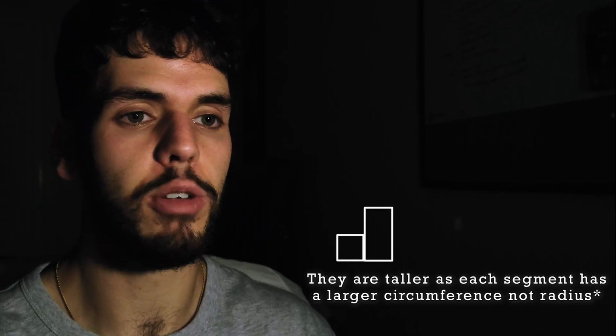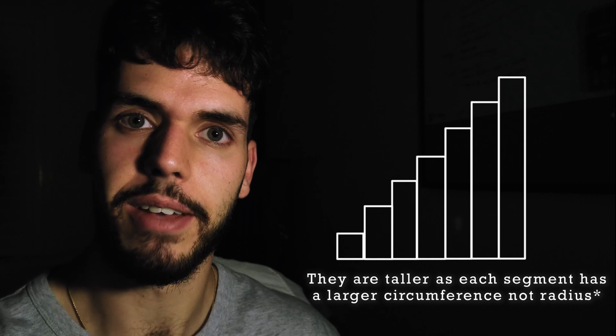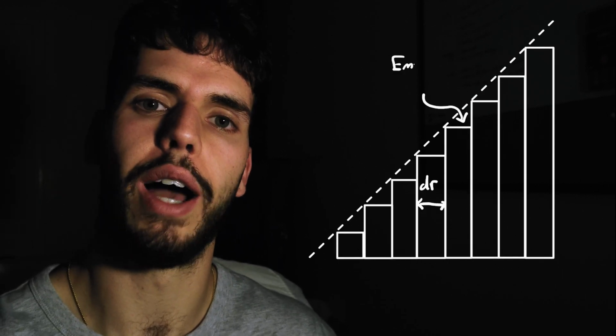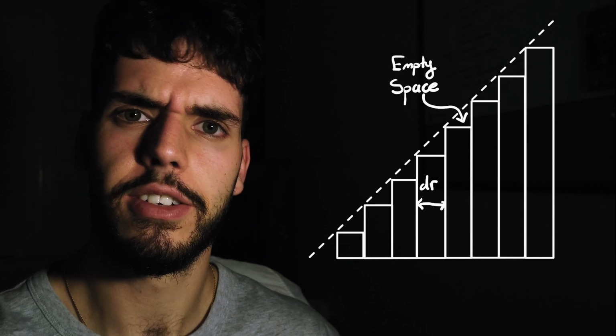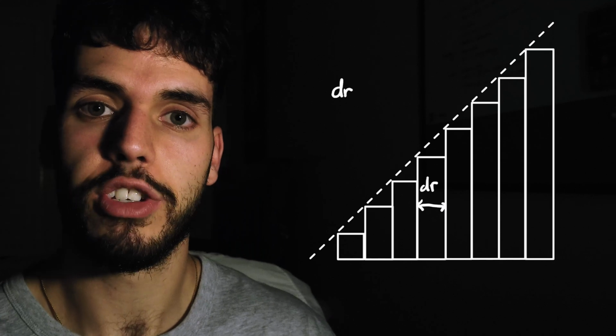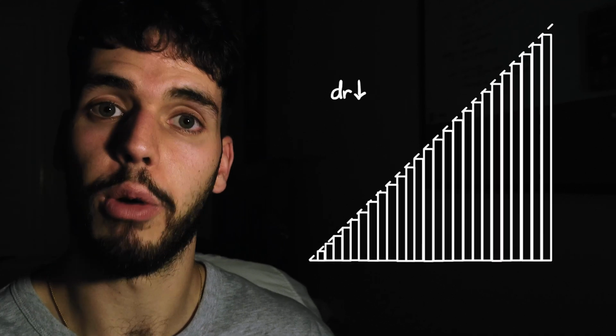Take each segment and put them next to each other, each being taller than the other because they have their own radius respectively. And if you're asking me, this looks a lot like a triangle, but not quite. We have all this empty space. So what we're going to do, we're going to decrease our thickness dr, which allows for more segments to take up all that empty space, which allows us to closer approximate a triangle.